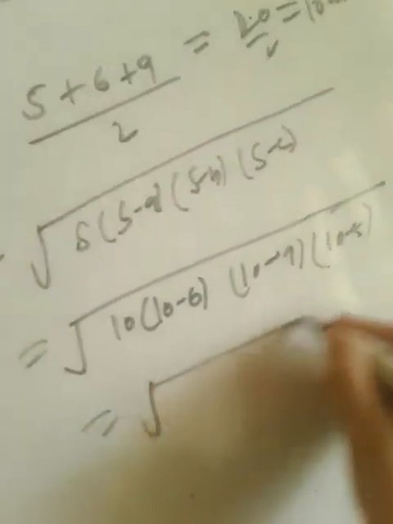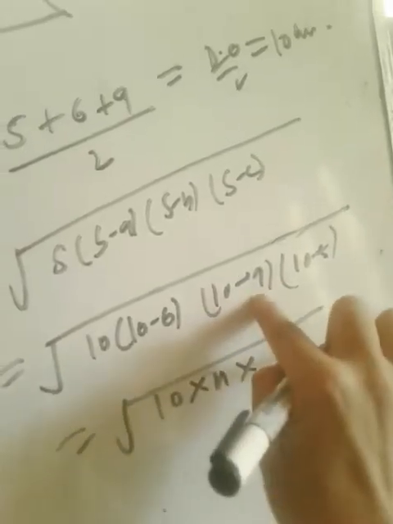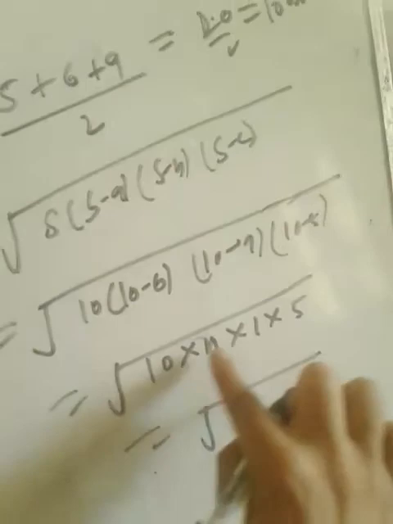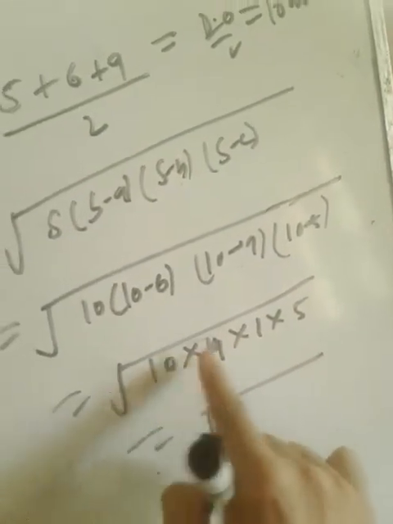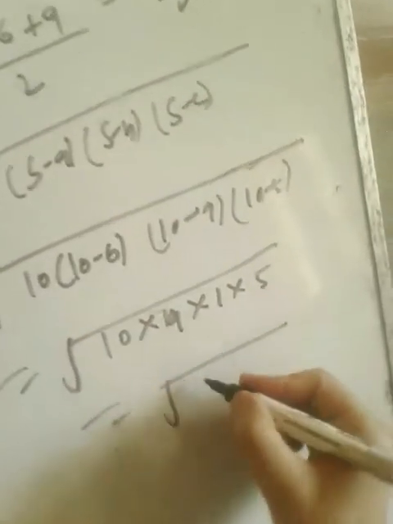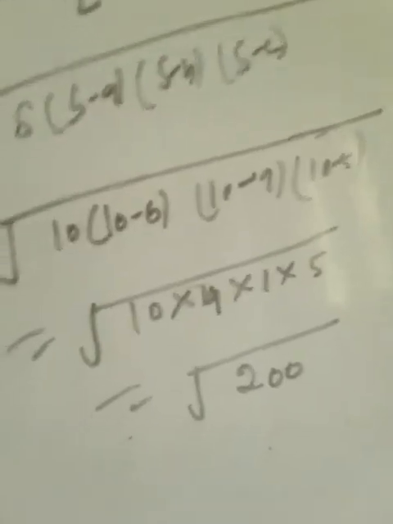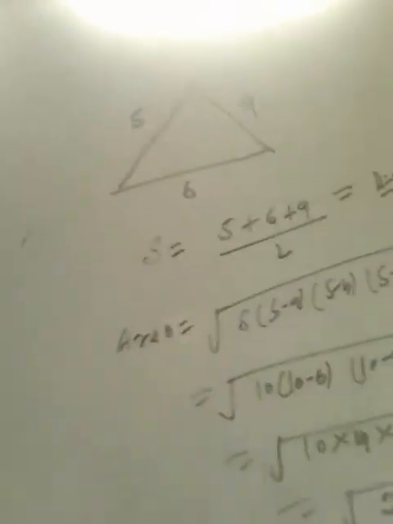So it is root of 10 into (10 minus 6 is 4), (10 minus 9 is 1), (10 minus 5 is 5). So it is 10 into 4 into 1 into 5, 4 into 10 is 40, 40 into 5, root of 200. You can keep the square root of 200 as it is, because it is not a perfect square. So in this way you can find the area of any triangle by using Heron's formula.